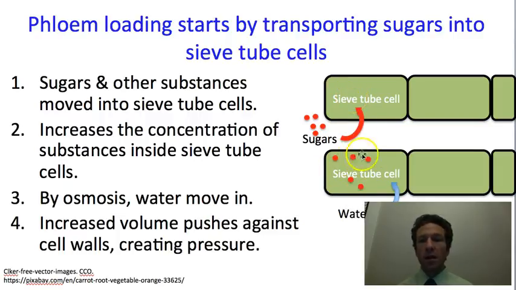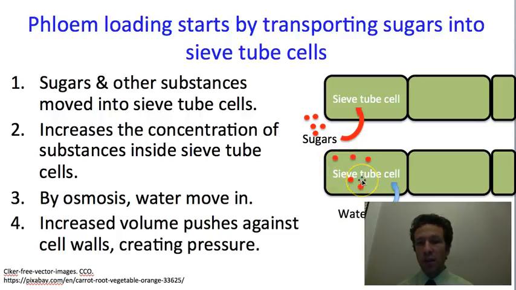Here we can see those have now moved inside. This means now that there's a high concentration of substances inside the sieve tube cells compared to outside. Again, because of osmosis, this is going to cause water to move into this cell. And just like we said for other cells, this is going to cause swelling and an increase in pressure inside this cell. If pressure increases, then just think about squeezing water in a hose or in a balloon.